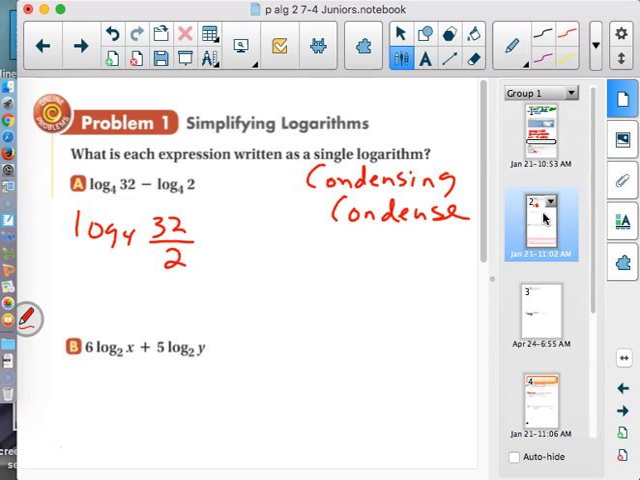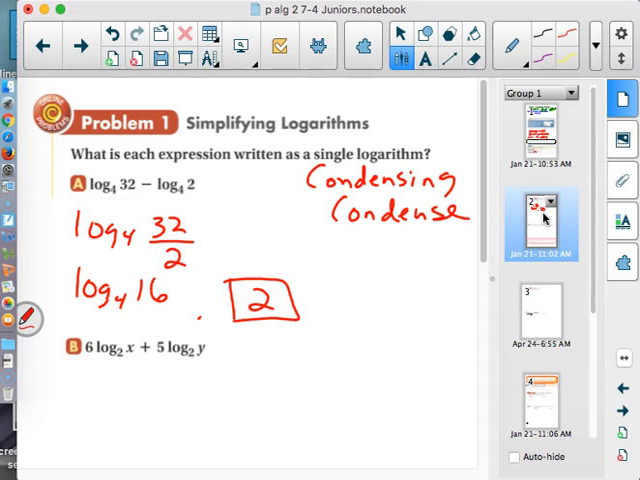Wait a minute. We know what 32 divided by 2 is. What is it? It's 16. In fact, we can go even farther if we snail shell this in our head. 4 to the something power is 16. What's the something? 2. The answer to this problem is 2.